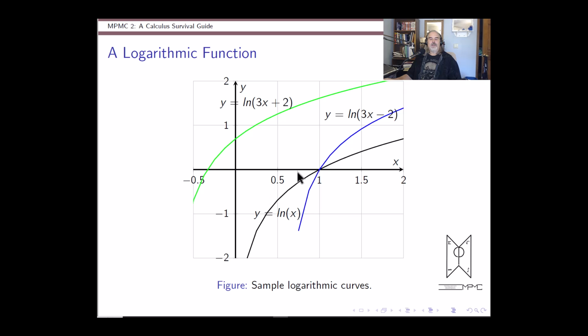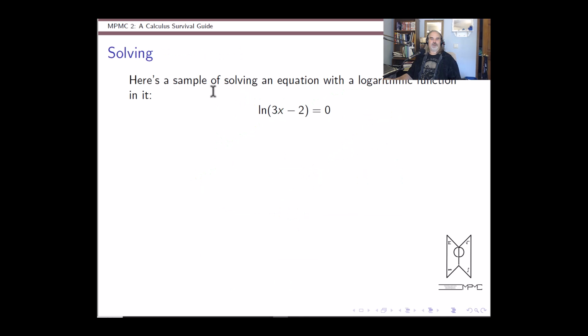Okay, now they all have the same shape. They're kind of swooping from lower left to upper right, but some of them cross the axis at this point, some of them cross the axis at other points. But knowing the anchor point on the fundamental natural log curve is the key to figuring out the crossing points for any other version of the curve.